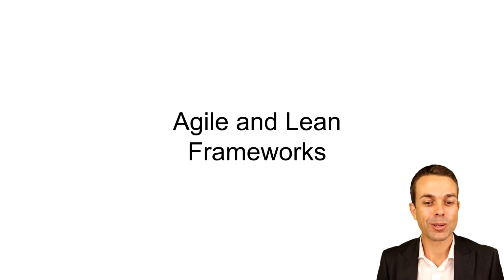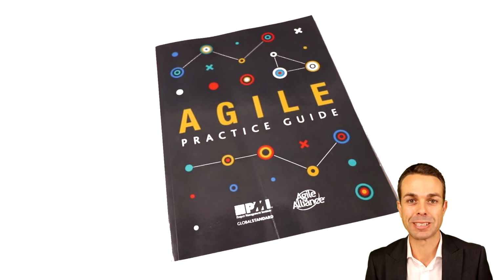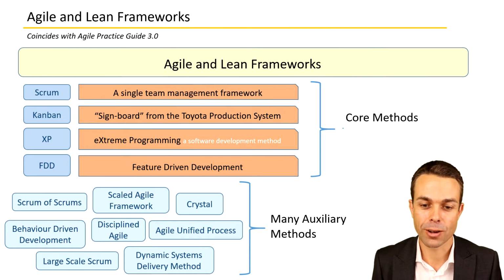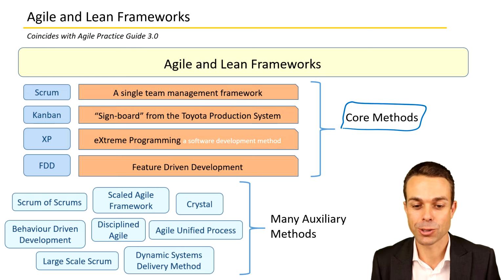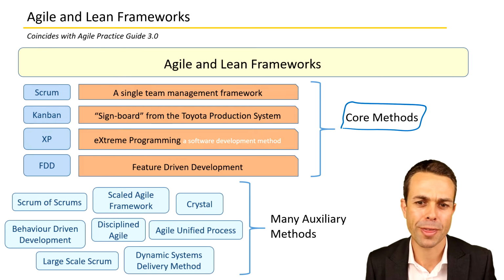Hi everyone, we're looking at the Agile and Lean frameworks from the Agile Practice Guide from the Project Management Institute and Agile Alliance. And we're looking at the core methods of Agile. As you go along your Agile journey, you'll notice that there are many different methods that people will use, and they'll be calling them many different things.